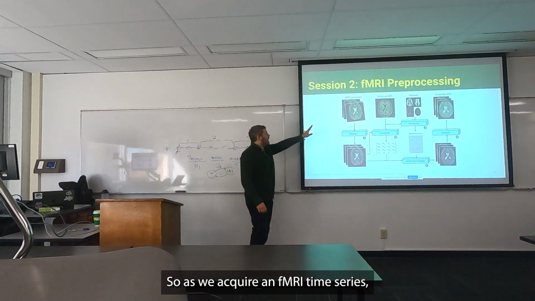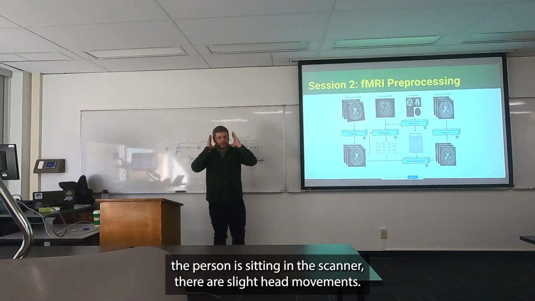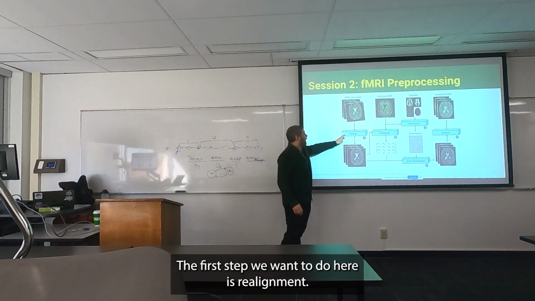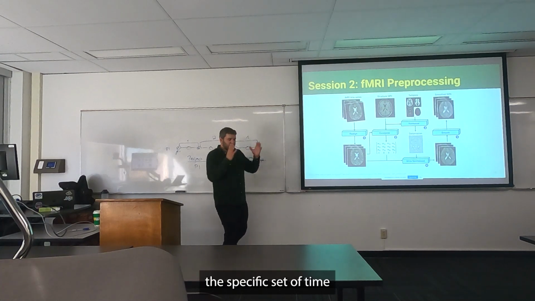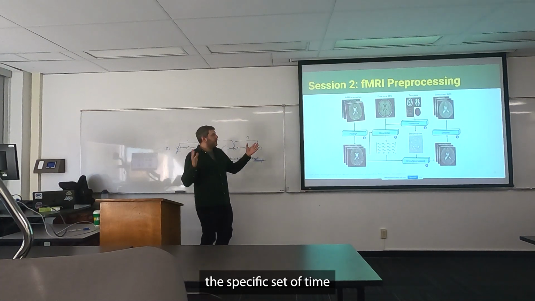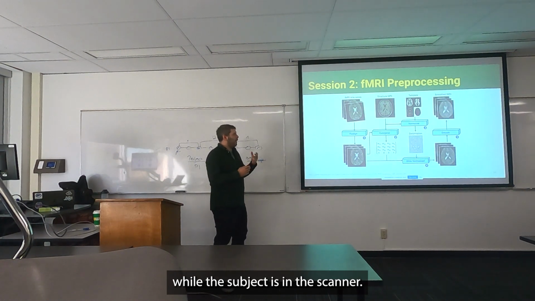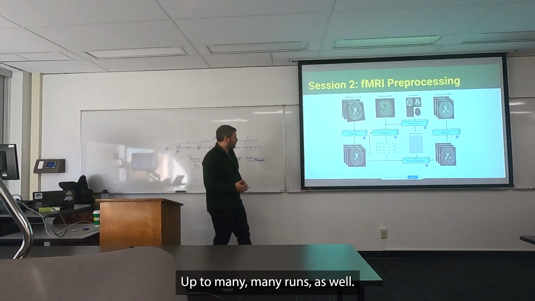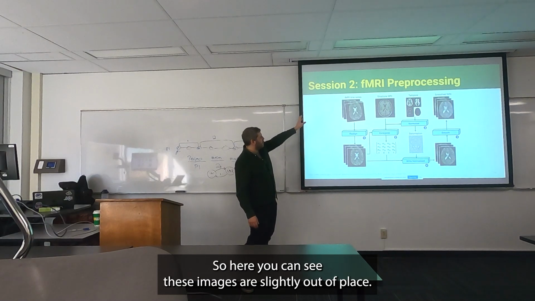So as we acquire an fMRI time series, the person is sitting in the scanner and there are slight head movements. So the first step that we want to do is realign them. Basically, we pick an image that we want to represent a specific set of time while the subject is in a scan. We call this a run in fMRI. So how many runs do you get in a recording session? Many runs as well. Here you can see in this image the head moving out of place.